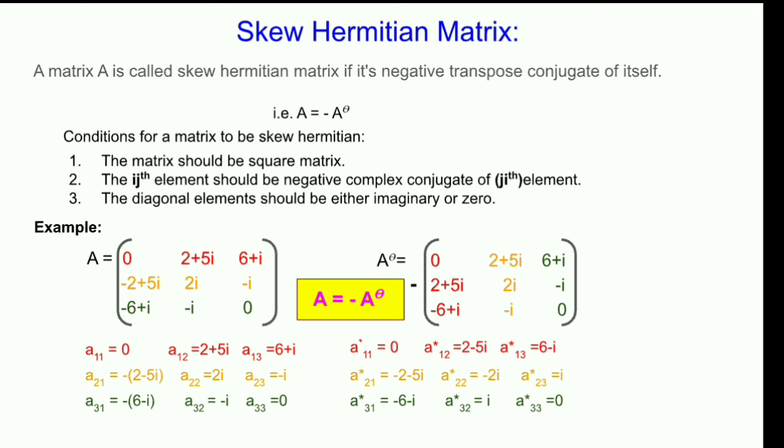Again, if we compare the ijth element to the jith element, then we get the complex conjugate of A12 is 2 minus 5i. So A21 is the negative complex conjugate of A12. Similarly, A31 is the negative complex conjugate of A13 and A32 is the negative complex conjugate of A23. So this matrix A is satisfying condition number 2. Again, the diagonal elements of A are 0, 2i and 0. So it is fulfilling condition number 3.